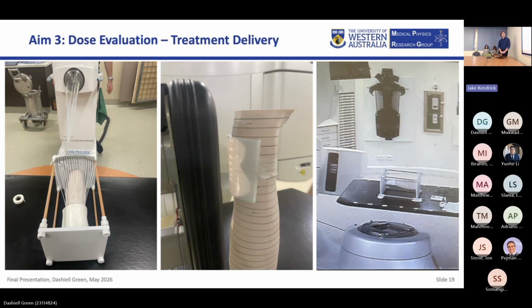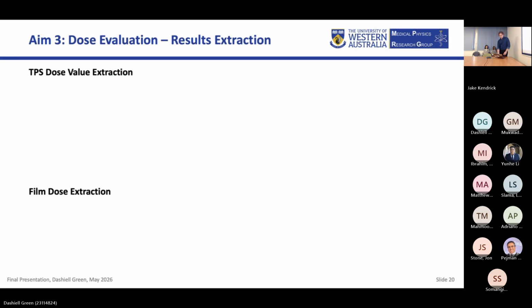And then, yeah, so we did the treatment delivery and just experimental setups here. It's all the catheters hooked up for brachytherapy. We have electron therapy in the middle and then VMAT on the right. So to extract our results, we were comparing the treatment planning system to the experimental results.